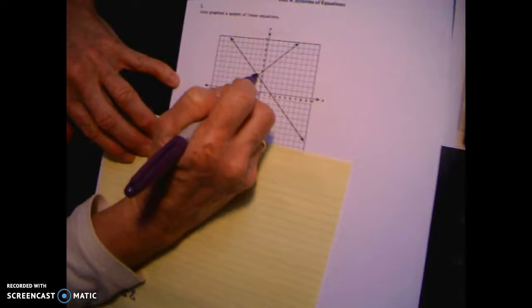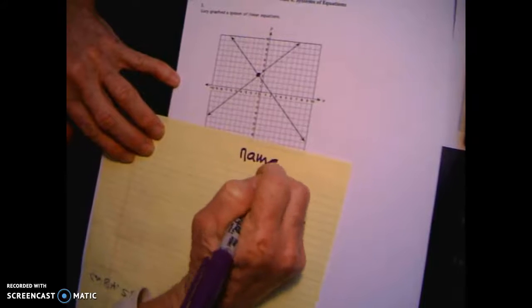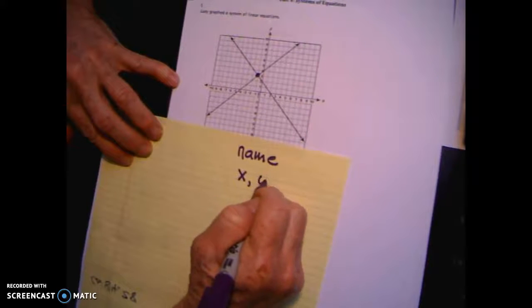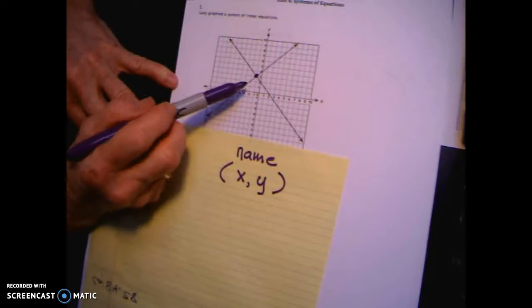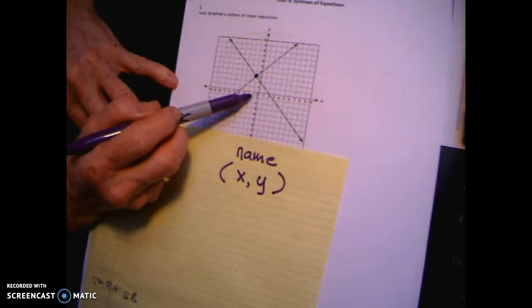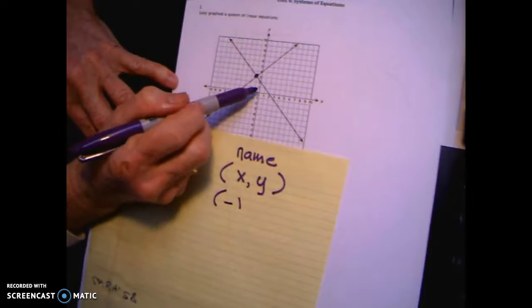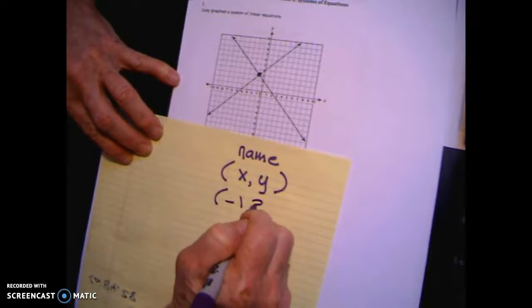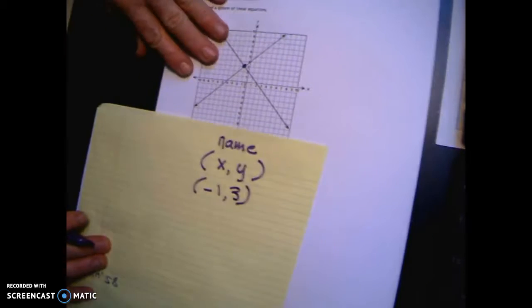In this case, it is very easy to see it intersects right here, so I need to find the name of that point. The name of any point is always its x and then its y coordinate. The x is always first and the y is always second. So I look down and I see my x, and I make sure that I'm reading it carefully, my x is -1. And I count up 1, 2, 3. My y is +3. So that is my solution to my system of equations.